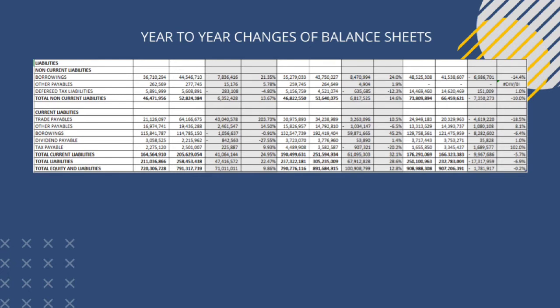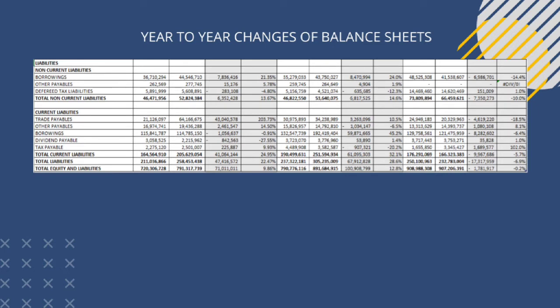Total liabilities of year 2016 and 2017 is 22.47%. This can be explained from current liabilities and non-current liabilities. Total current liabilities for year 2016 and 2017 changes are 24.95% and increased to 32.1% for year changes 2018 and 2019, but for year 2020 and 2021, it went down to negative 6.9%.